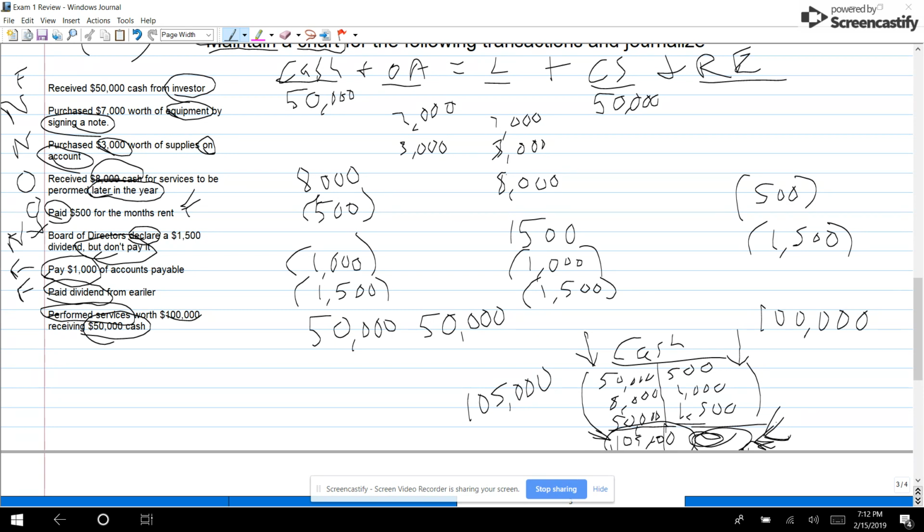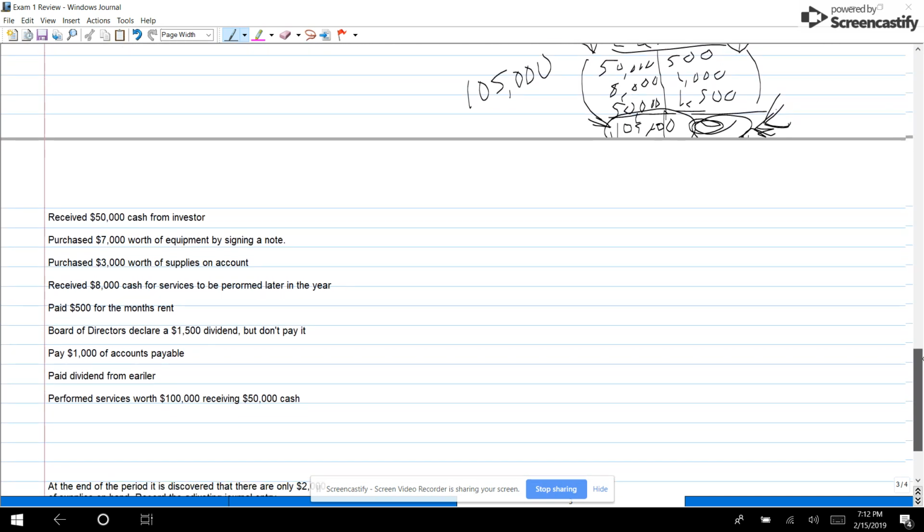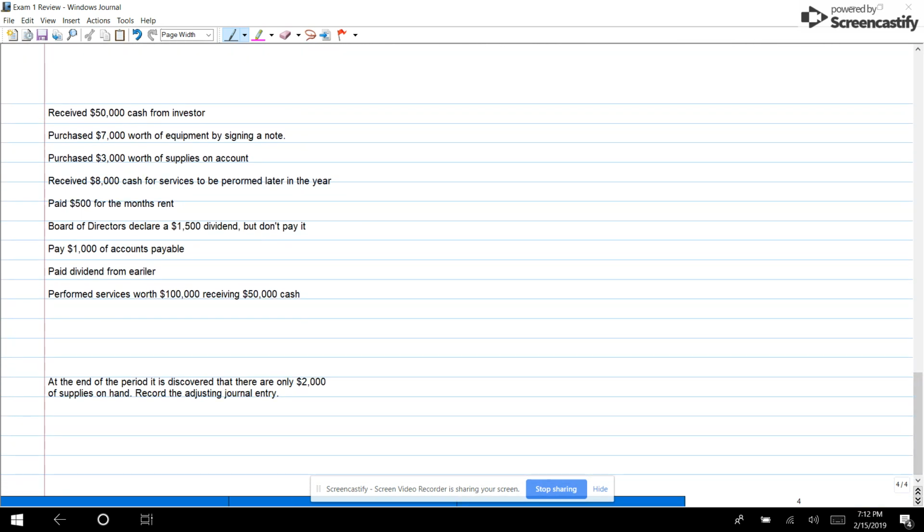All right, so after all that, let's move on to actually journalizing these. So start journalizing them, and don't worry about this adjusting entry. We'll do that once we finish journalizing this.